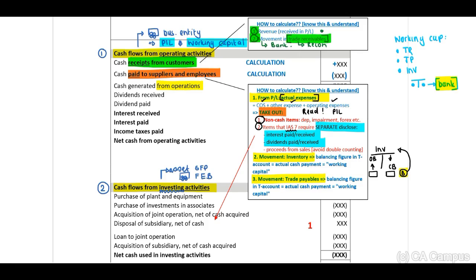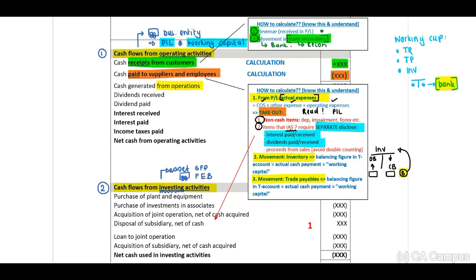When you look at your cash receipts from customers, this is a positive, this is an inflow into your bank account. When you look at your cash paid to your suppliers and employees, this is an outflow. It's a payment. Your bank decreases. I am still busy with our cash flows from operating activities.